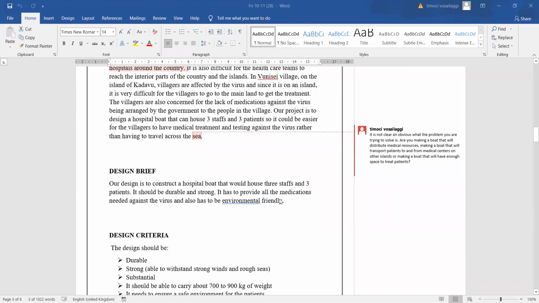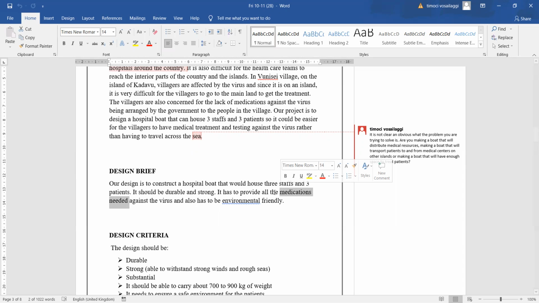So design brief, very short. I like it. Just 1 or 2 sentences. "It has to provide all the medications needed for the virus and also has to be environmentally friendly." Okay, so again, it says provide all the medications needed. Does that mean it has to be able to transport the medications, or does it have to be able to treat?